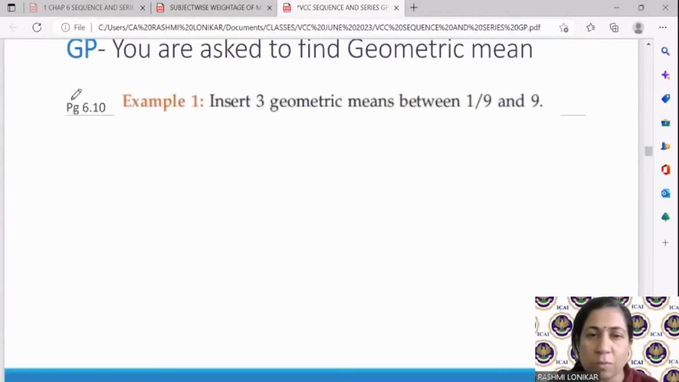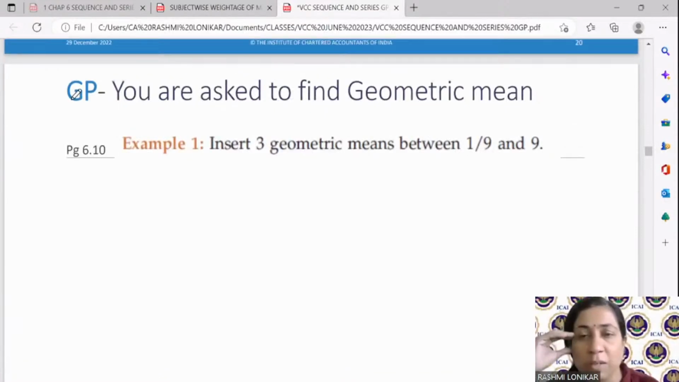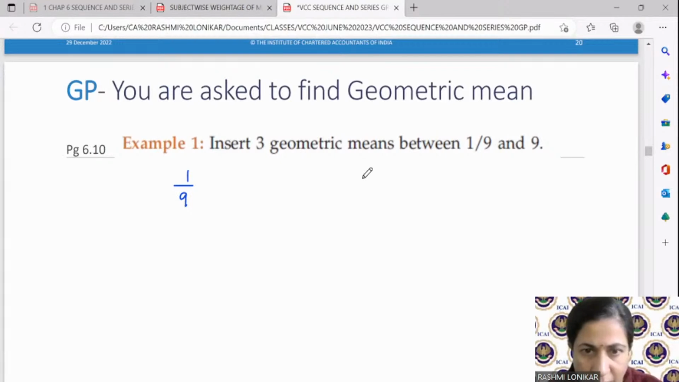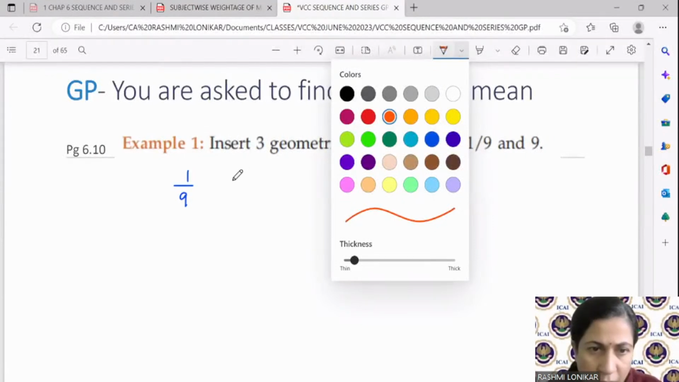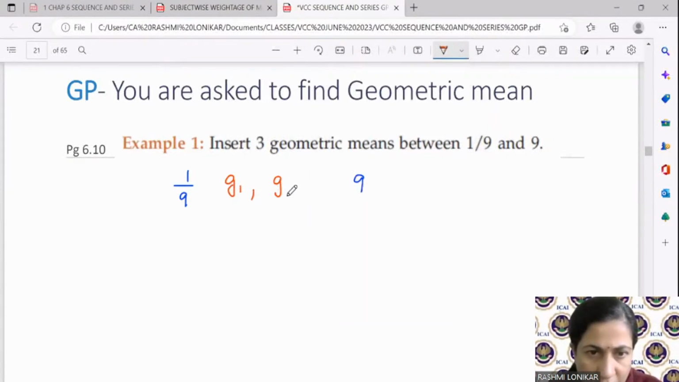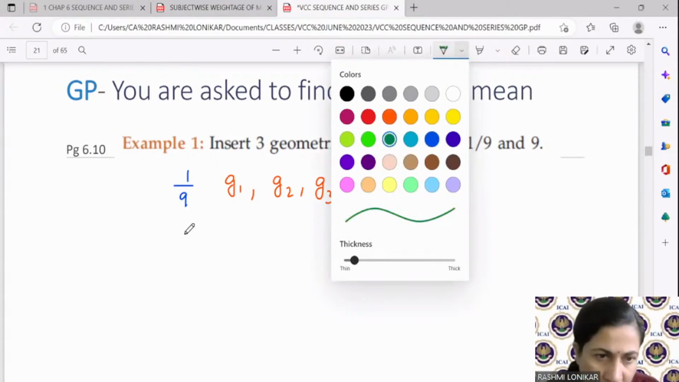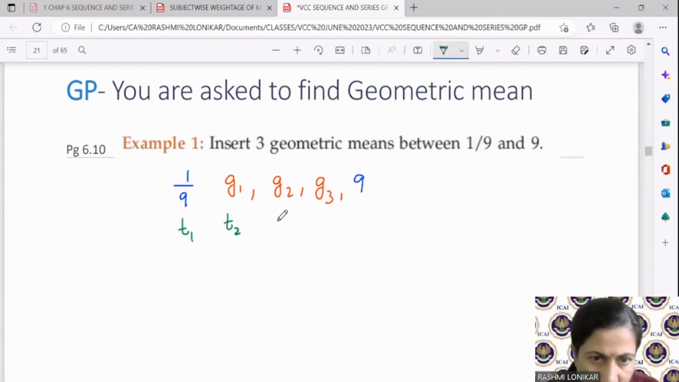What if you are asked to find the geometric means? Insert 3 geometric means between 1 by 9 and 9. So what are my numbers? 1 by 9 and I have 9. Okay. So 3 numbers will be G1, G2 and G3. So 3 geometric means between 1 by 9 and 9. So what does it mean? This is my T1, this is my T2, this is my T3, this is my T4 and this is my T5. Okay. So what is this? This is nothing but A.